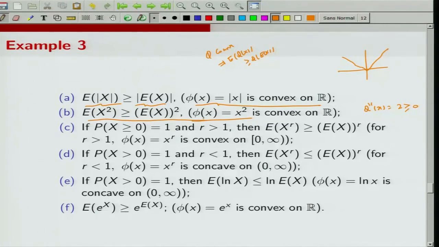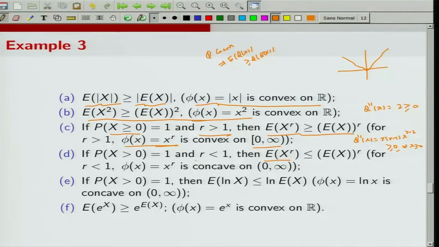Similarly, let us look at the function phi x equal to x to the power r, where r is greater than 1 and x is in 0 to infinity. If x is in 0 to infinity, that is the reason why I am taking the probability of X greater than or equal to 0 to be 1. So if I look at the double derivative over here, that turns out to be r times (r minus 1) x to the power r minus 2, which is greater than 0 for all x greater than or equal to 0, provided r is greater than 1. So that means this function is convex. So the expected value of phi X would be greater than or equal to phi of the expected value of X, which is the same as the expected value of X to the power r being greater than or equal to the expected value of X whole power r.